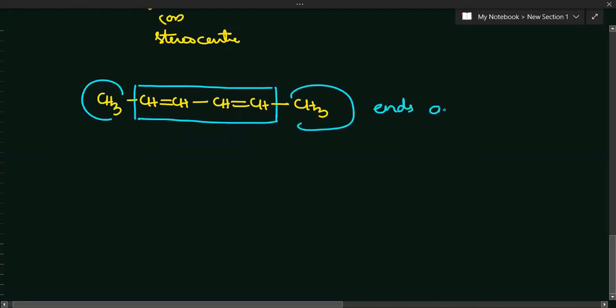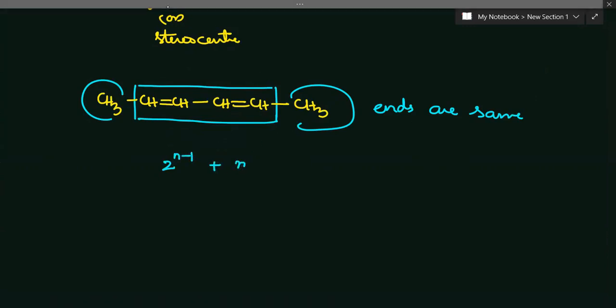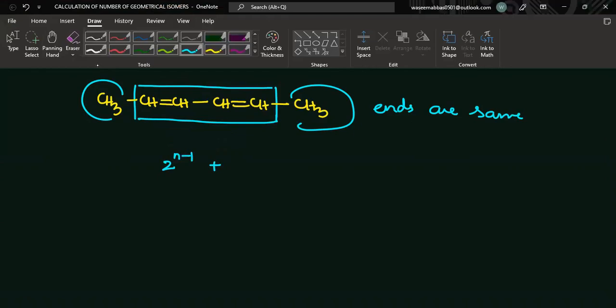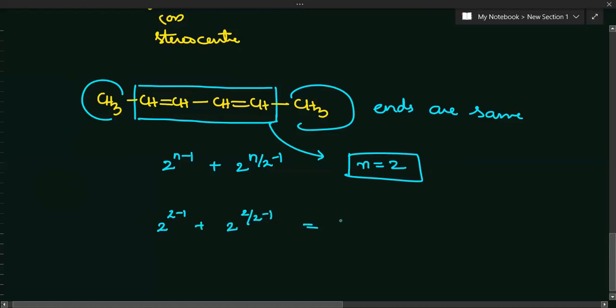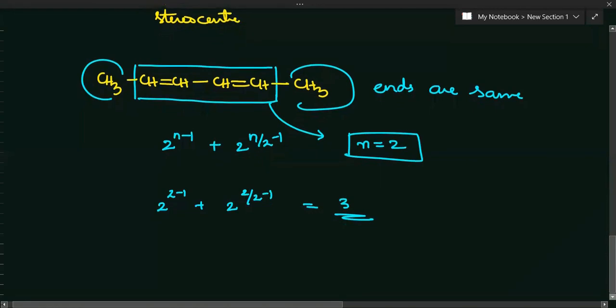So ends are same. So definitely you will use this formula, that is 2 power n minus 1 plus 2 power n by 2 minus 1. So n is 2 here. There are 2 pi bonds. So n equal to 2. So 2 power 2 minus 1 plus 2 power 2 by 2 minus 1. So the answer is 3. So total geometrical isomers possible are 3.